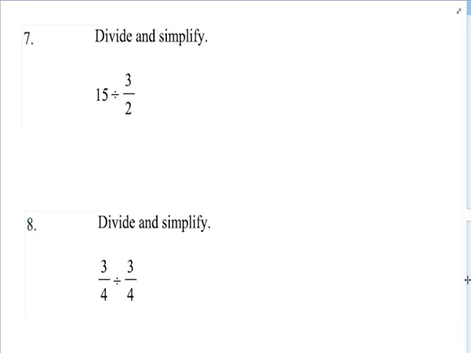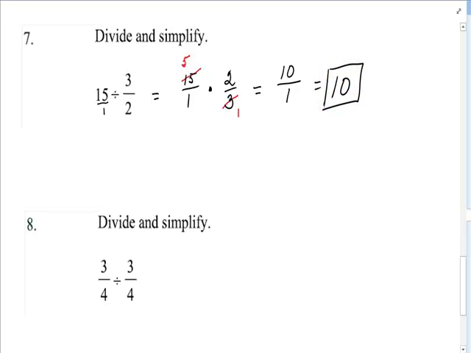Just a few more. This time the divisor is the whole number. Nevertheless, I still put it over 1. Keep 15 over 1. Change to multiplication. Flip the second fraction. Now, most of these problems have been rigged so that you can reduce. You can't always in all problems reduce, but 3 goes into 15 5 times, and 3 goes into itself 1 time. Multiply the tops. 5 times 2 is 10. Multiply the bottoms. 1 times 1 is 1. I can't leave it as 10 over 1. I write it as the whole number, 10.